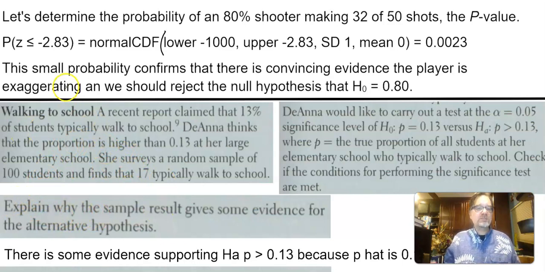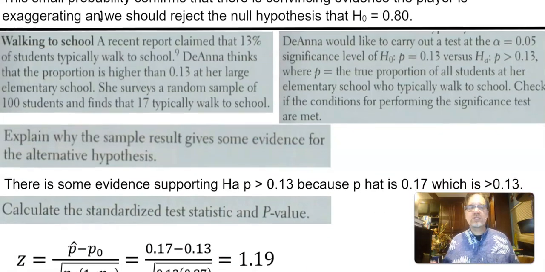I need to fix that spelling right there. And there we go. Small p-values lead us to reject the null hypothesis. Remember that. There is convincing evidence for the alternative hypothesis, so we reject the null.